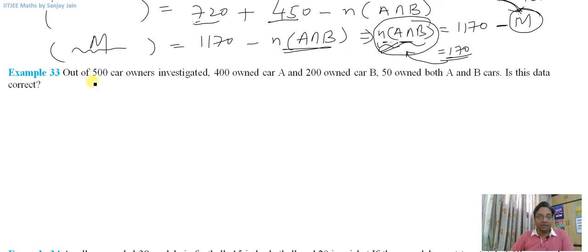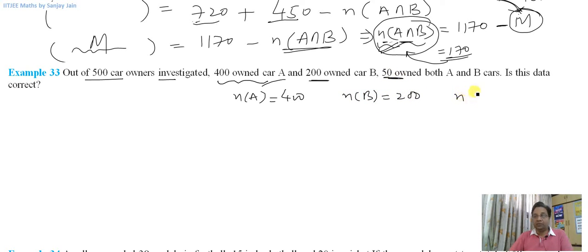Out of 500 car owners investigated, 400 owned car A. So let us write it like this. The number of people who own car A is 400. 200 owned car B, so let us write it as 200. 50 owned both A and B. So let us write it as A intersection B equals 50.